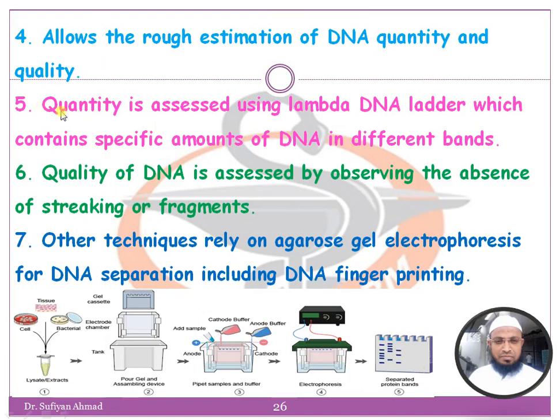The quantity is assessed using the lambda DNA ladder, which contains a specific amount of DNA in different bands. The quality of DNA is assessed by observing the absence of streaking or fragmented or contaminating DNA bands. Next, other techniques rely on agarose gel electrophoresis for DNA separation, including DNA fingerprinting.